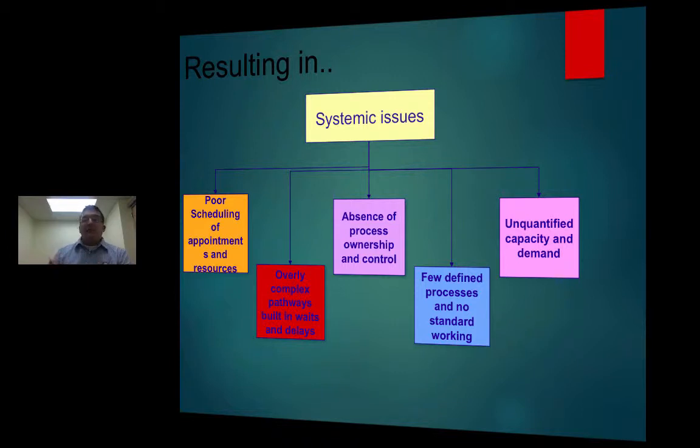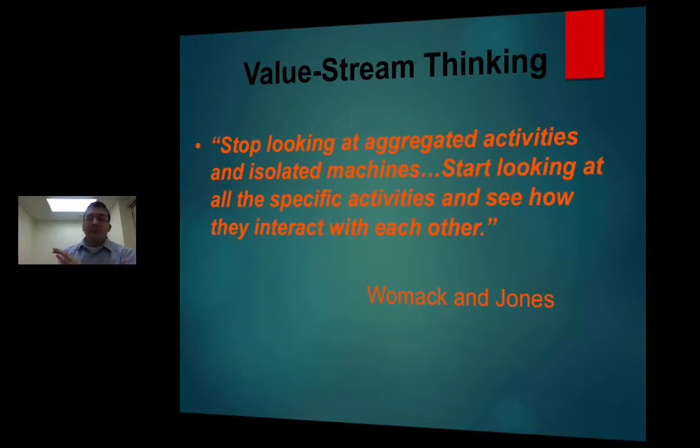Also, you have few defined processes, so you don't have standard work. We're doing something, but we don't have a standardized process for it. And also you'll get unquantified capacity and demand. So you have those aspects where you can't look to quantify those. You can't adapt to your capacity. You're not able to work within your means, or you can't flex to handle more workload.